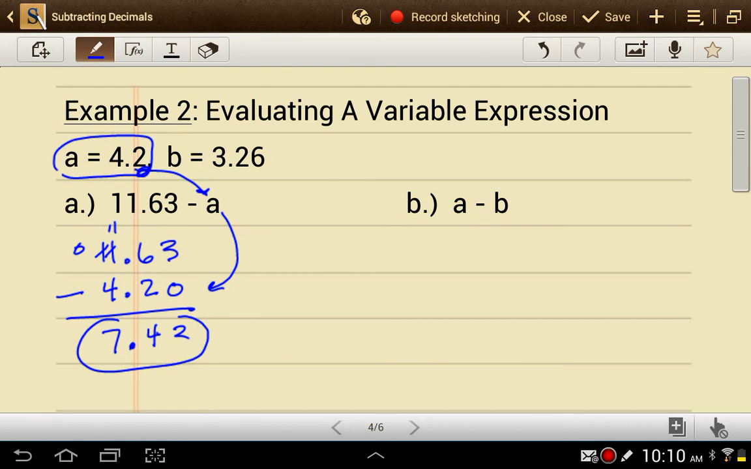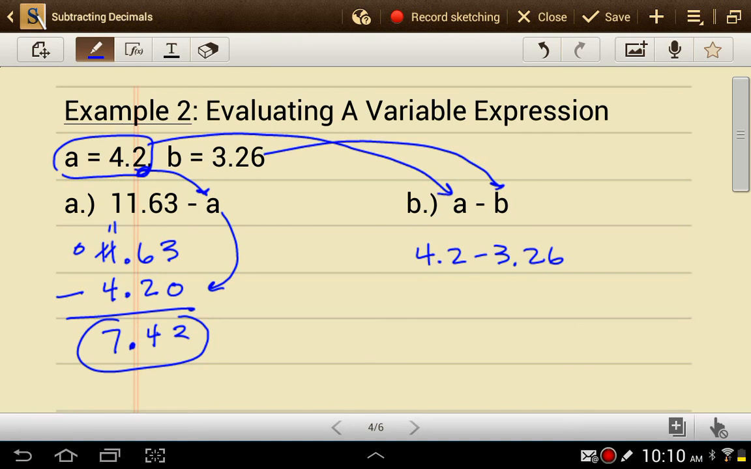For example B, I'm going to do A. So A is 4.2 minus 3.26. So I'm going to write that out. A goes here, B goes there. Now I'm going to line them up. 4.2 minus 3.26. I got to put a 0 here.